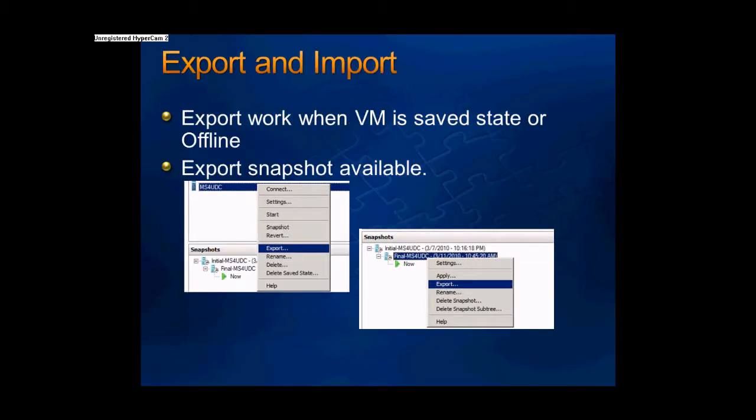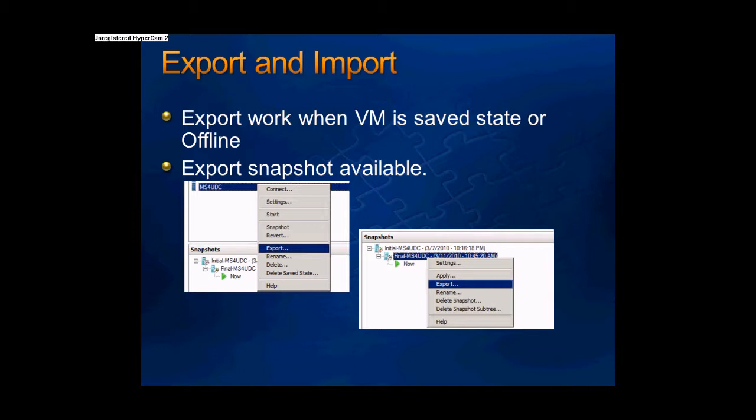Next, we are going to look into export and import features. Export and import features are available in your Hyper-V Manager Snap-in. If you want to perform an export, all you need to do is right click on the virtual machine, and then you have the export feature.